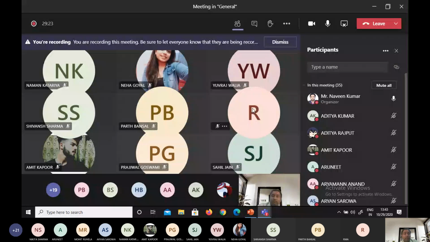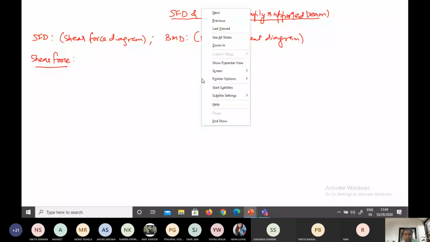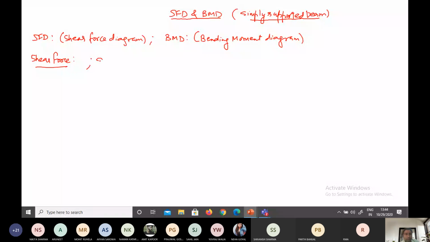Now comes to bending moment. Third is bending moment. We have discussed two definitions, shear force and shear force diagram. Now write down bending moment.